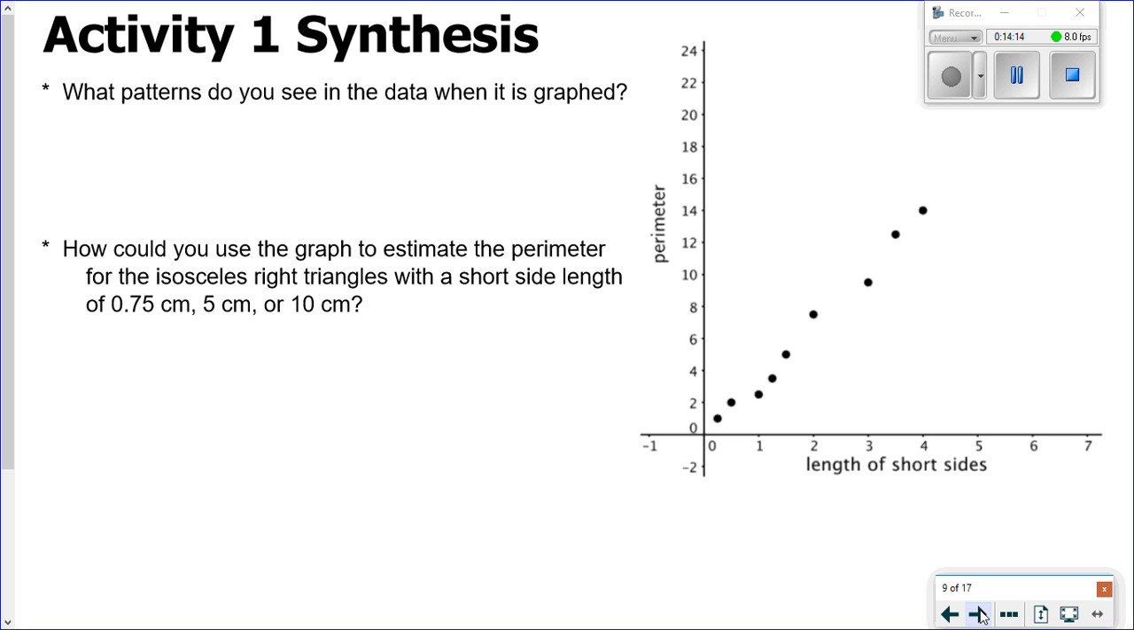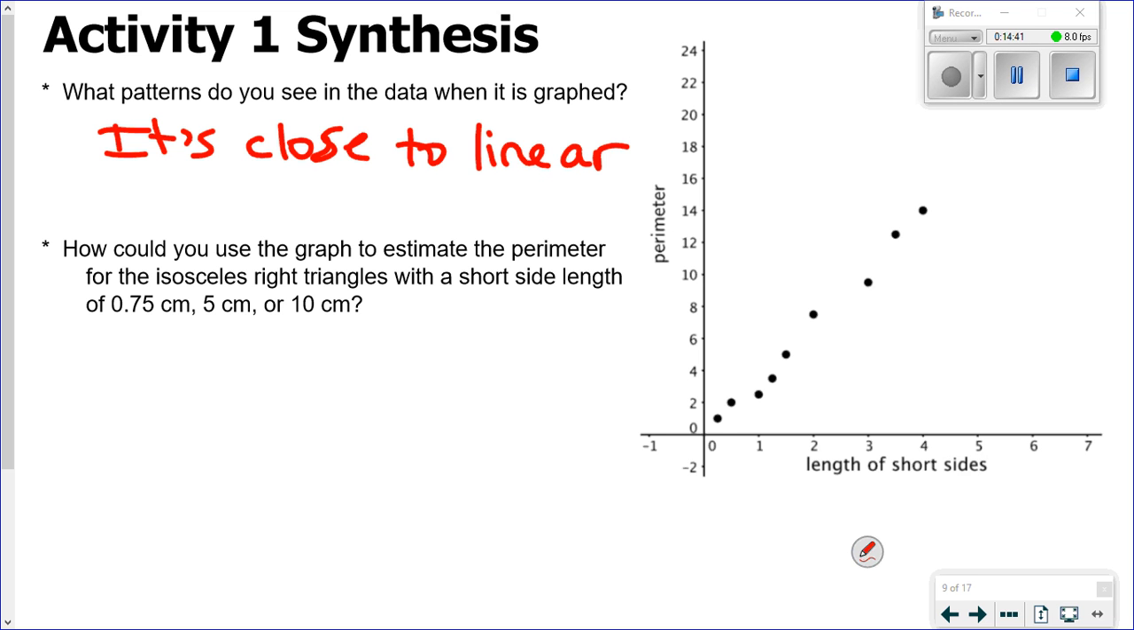And seeing the data graphed in a scatter plot for me, I can see that the data is very linear-like. It is not perfectly linear, but it looks like a line, right? So I can say it's close to being linear, but it's definitely not perfectly linear, but it has that linear-like look to it.